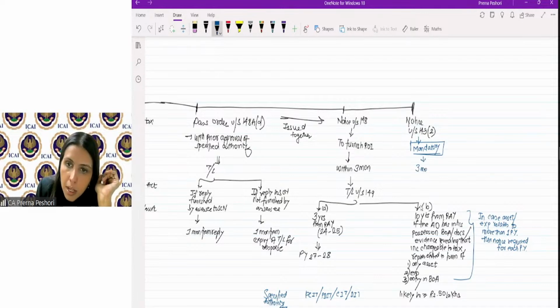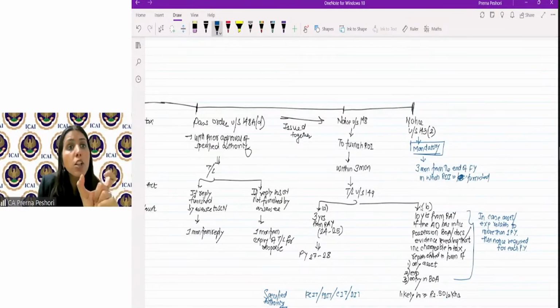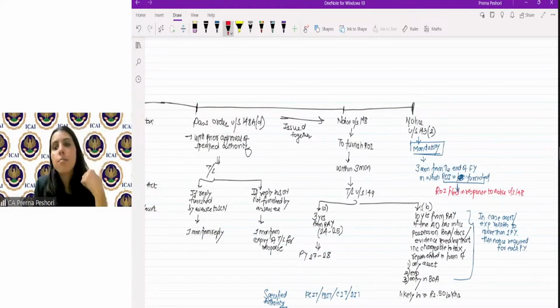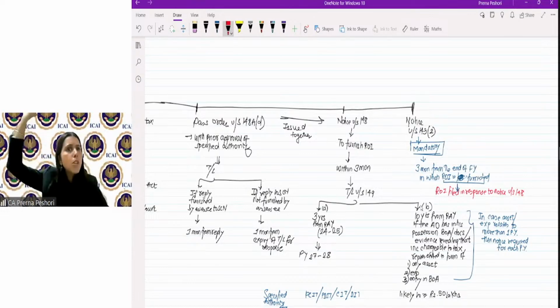What is the time limit? 3 months from the end of the financial year in which the return of income is furnished. Now here, whether you will take the original return of income, which is filed either under 139(1), (3), (4), (5) or 8A, no. Here, this will be, because then the 3 months would have already expired. This return means the return of income filed in response to notice under section 148. Because from the original return, if you take these 3 months, this would have already expired. So here the return of income means the return filed in response to 148. So 3 months from that.